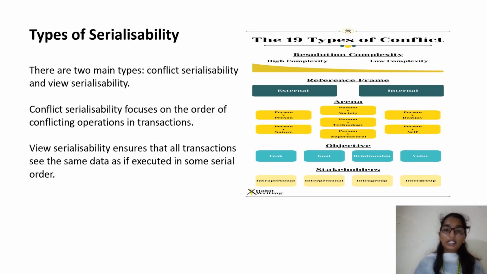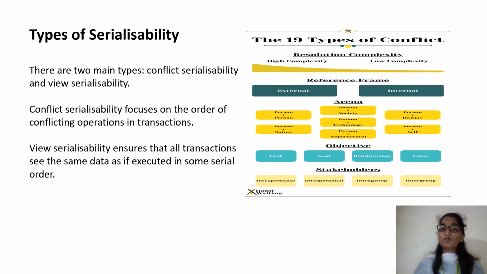Now, types of serializability. There are two main types: conflict serializability and view serializability. Conflict serializability focuses on the order of conflicting operations in transactions. View serializability ensures that all transactions see the same data as if executed in the same serial order.